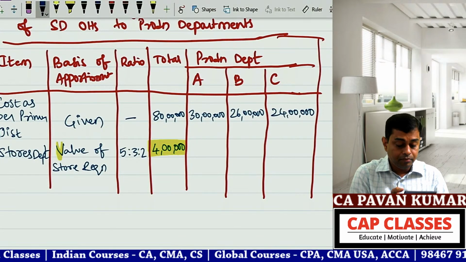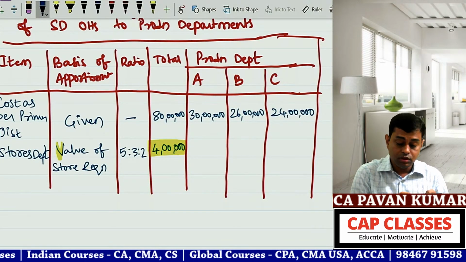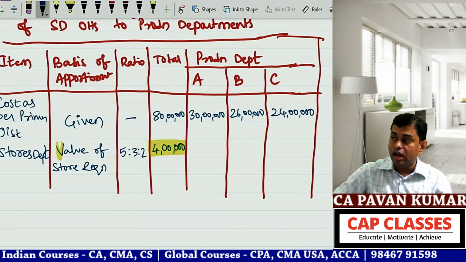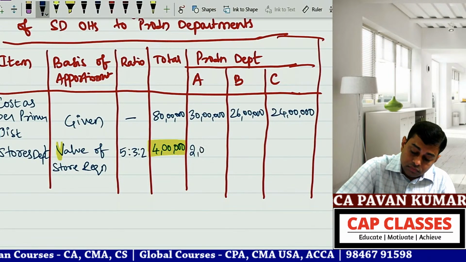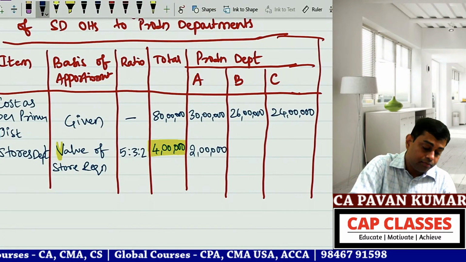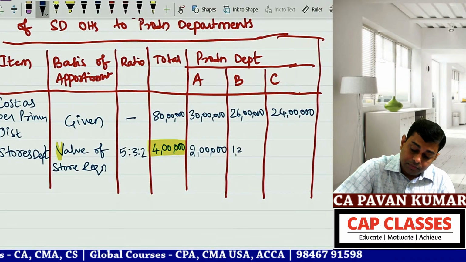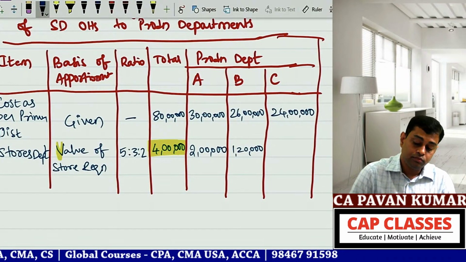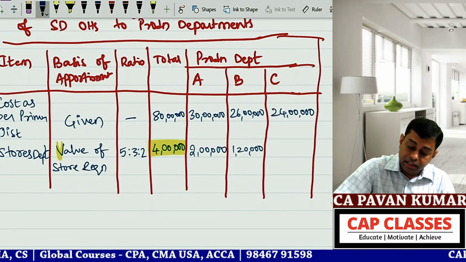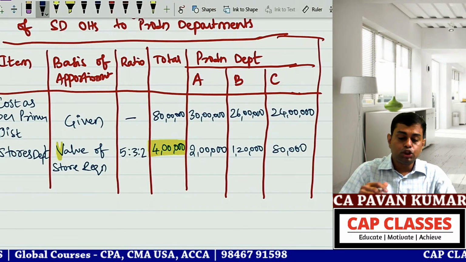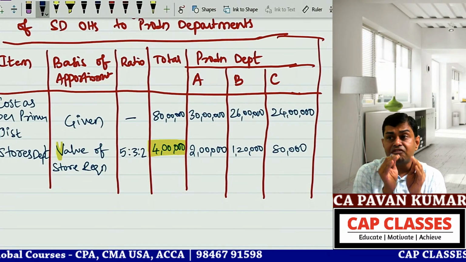4 lakhs divided by 10 into 5. That comes to 2 lakhs. Then 3: 1,20,000. Then 2: 80,000. So you have distributed service department cost.